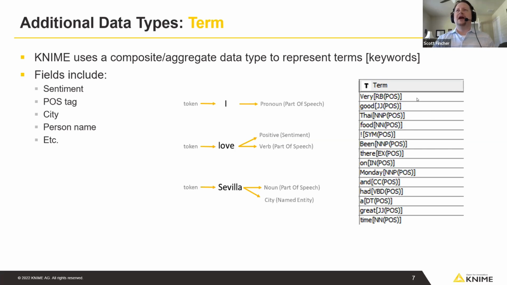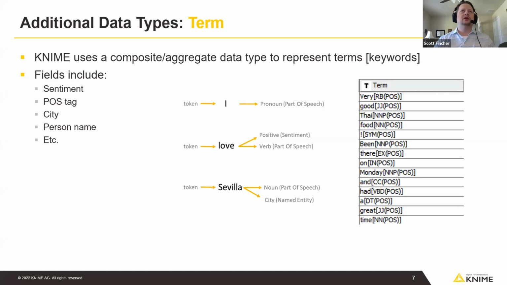An example of this in KNIME, if you look on the right-hand side, I have words in this term column. Here's the word very that has been tagged as an adverb, part of speech tag. Similarly, the word good has been tagged as an adjective. These little codes here correspond to different parts of speech. But this doesn't have to be parts of speech, right? It could be sentiment. It could be one of these other things. The idea about a term is that it contains both the word and the tag stored in the cell, okay? So that's also important for some of the nodes that we're going to use later on.